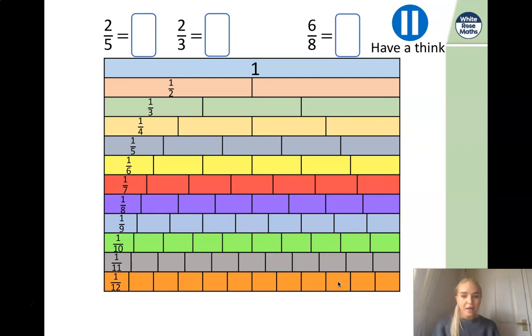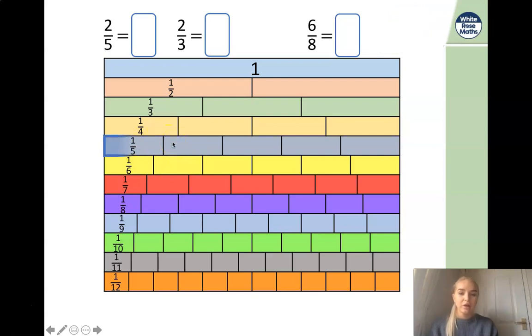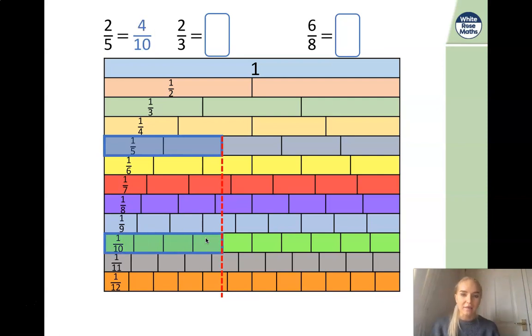Okay, how did you do? Did you find that for 2/5 you would have to look at this dusky blue section? 2/5, well, we've got 1/5 here, 2/5 here. So we are looking at this line here. If we draw a line downwards, we can see which bar it is passing. It's passing the green bar, and that is my 10ths bar. How many tenths is that then? 1, 2, 3, 4. So I can see that 2/5 is equivalent to 4/10.